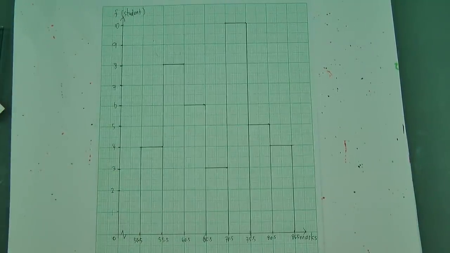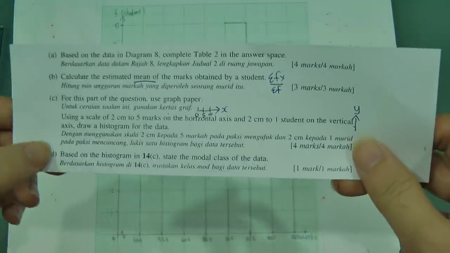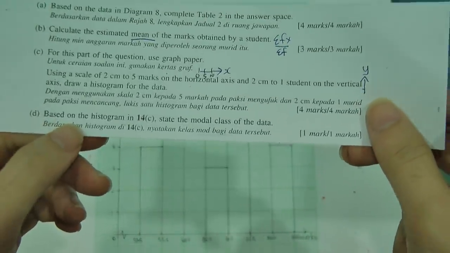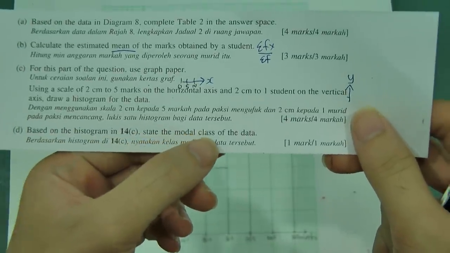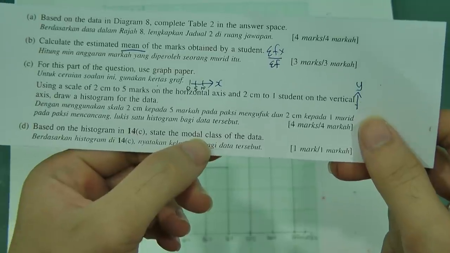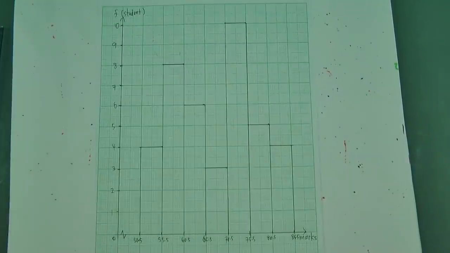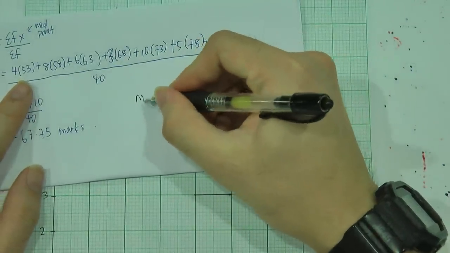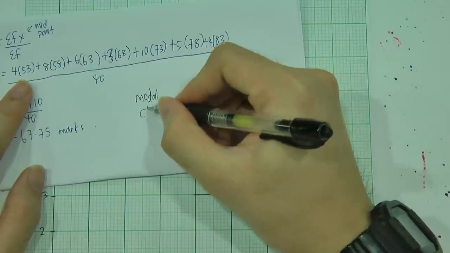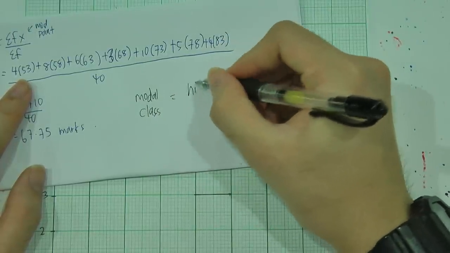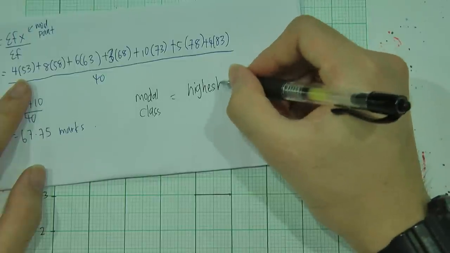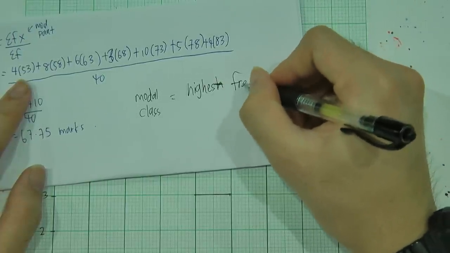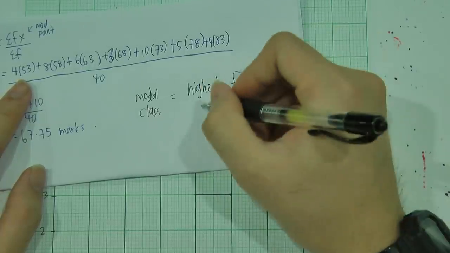Alright, okay, last but not least, the last part, D, what does he want? Based on the histogram, state the modal class of the data. What is the meaning of modal class? Right, when you see modal class, okay, let me zoom in and explain this one. Where's my paper? Okay, when you see modal class, means what? Modal class means highest frequency. The class which has the highest frequency.